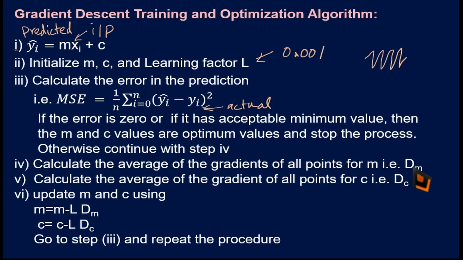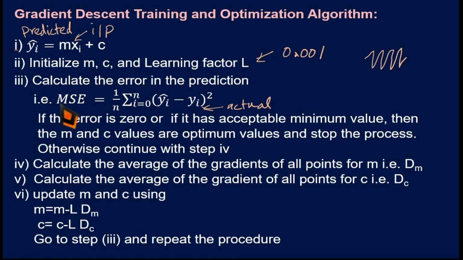So after calculating dm and dc, update the m and c. Here this m is the old value we already have, minus this is the learning factor into dm. Similarly for c, it is c minus L dc. So now m and c values have been updated. Go to step 3 and repeat the procedure.